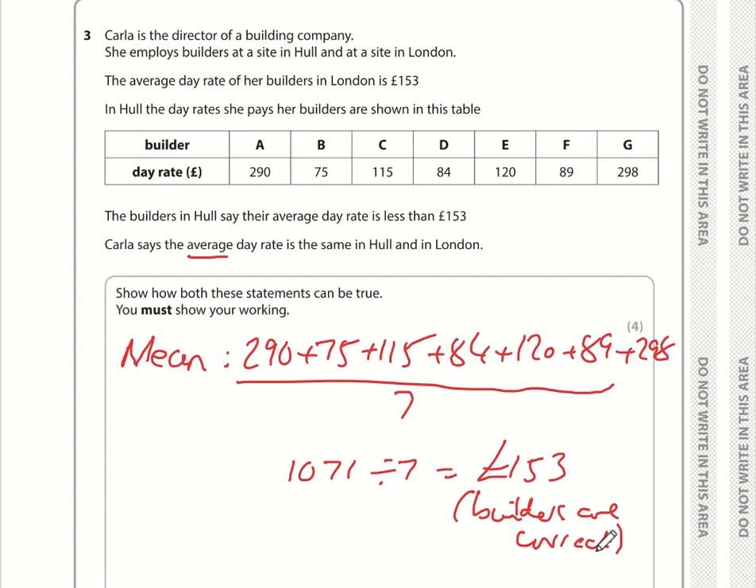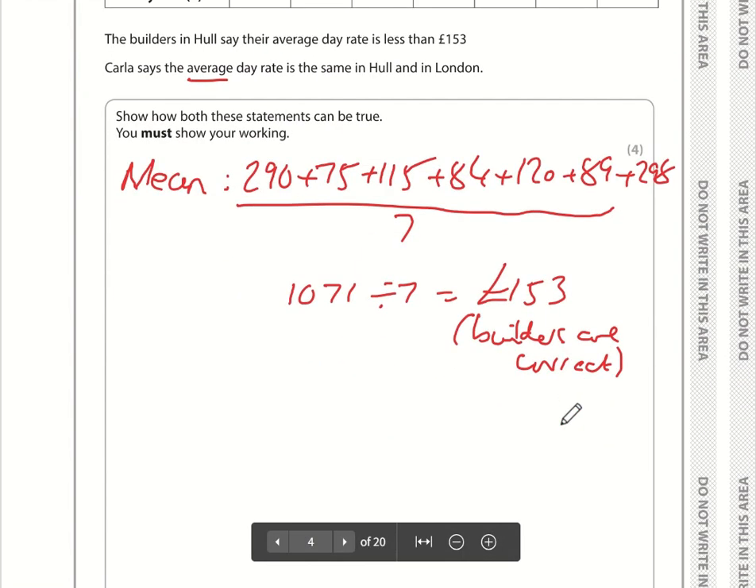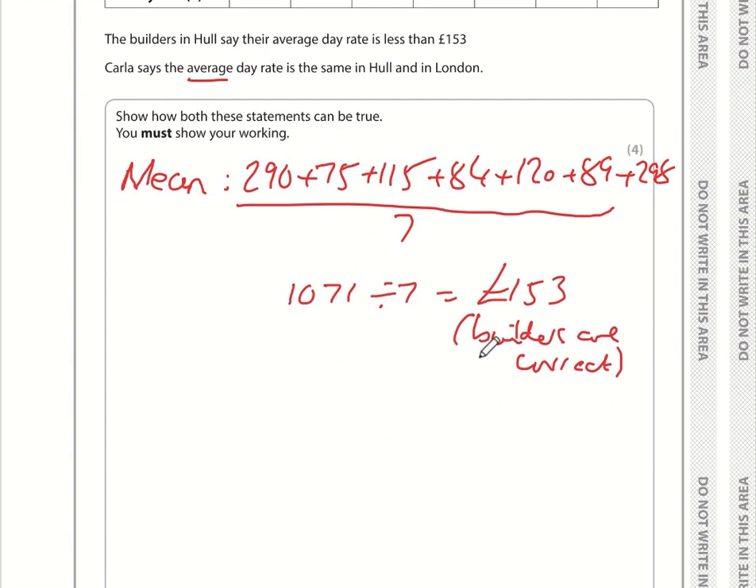And let's go with what Carla says, which is that it is the same. So that is not the builders are correct. That is Carla is correct. So Carla is correct, and the builders say their average day rate is less than 153.